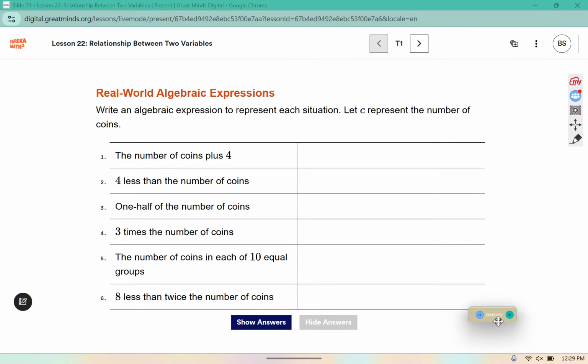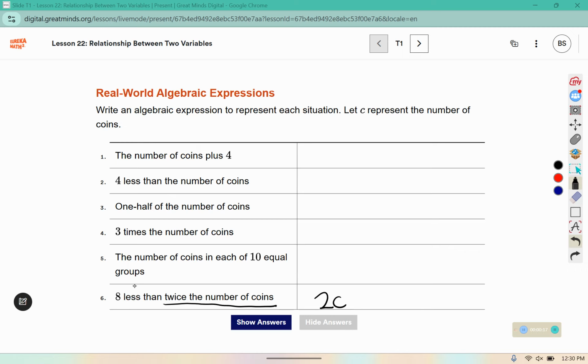Write an algebraic expression to represent each situation. Let C represent the number of coins. In problem 6, it says 8 less than twice the number of coins. For twice the number of coins, we would do 2C, and 8 less than that, we would subtract 8.